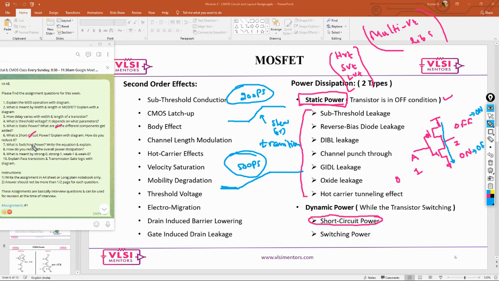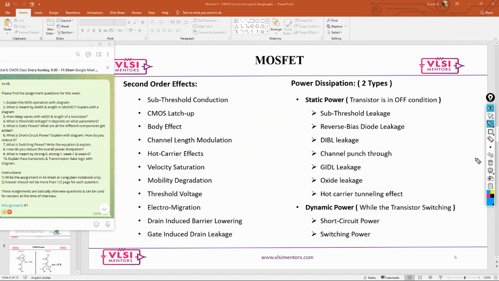Now the next one, what is switching power? Switching power, you guys know that any circuit that you take, there would be a load that gets added. Say for example, this is your inverter, and assume there is a fan out of 4. So this Z is driving a fan out of 4. Now there is a load that automatically forms. It is not your wish. It automatically forms.